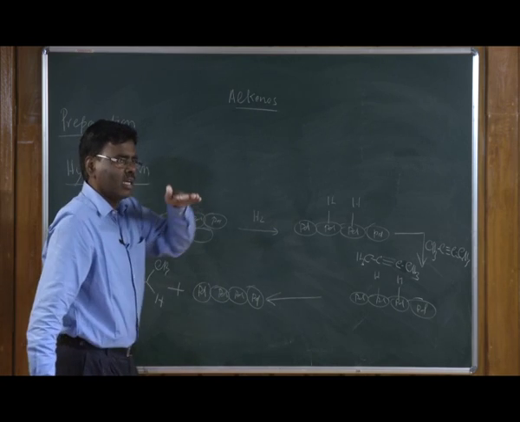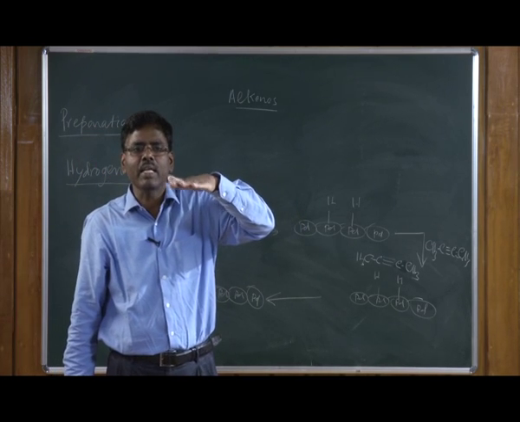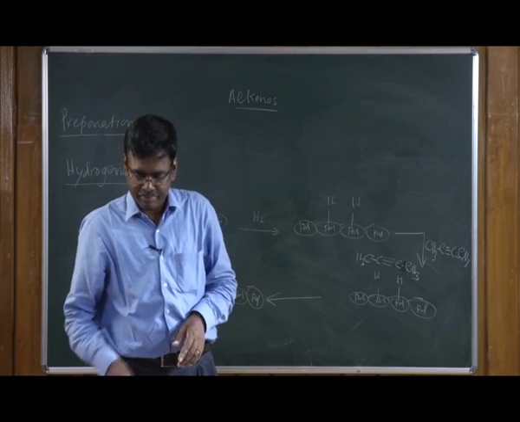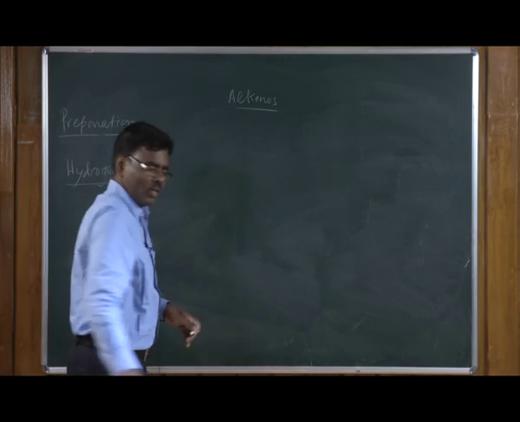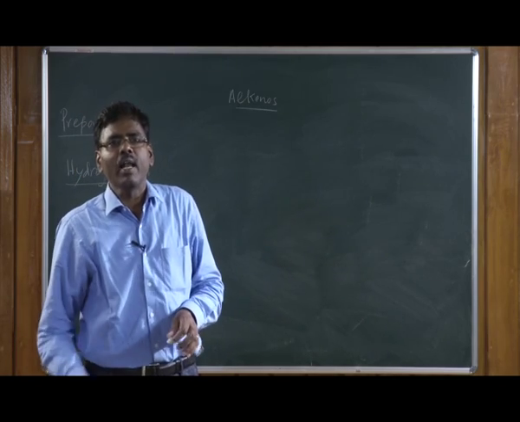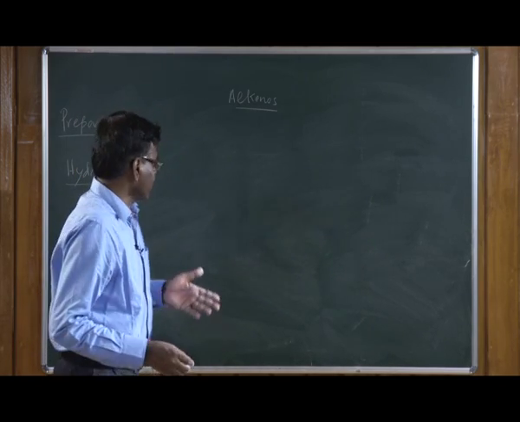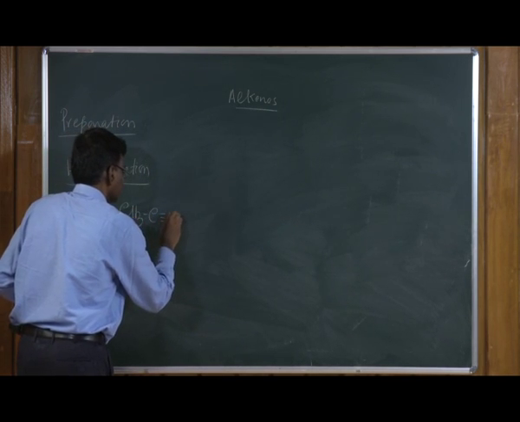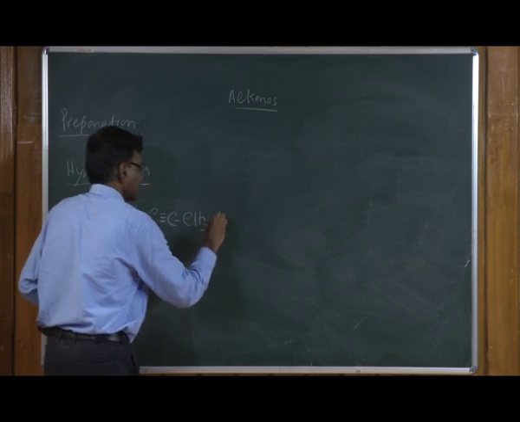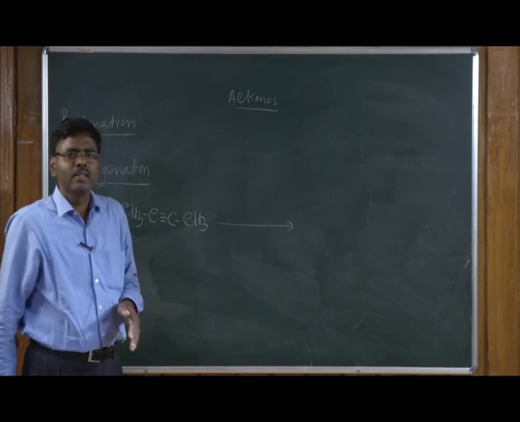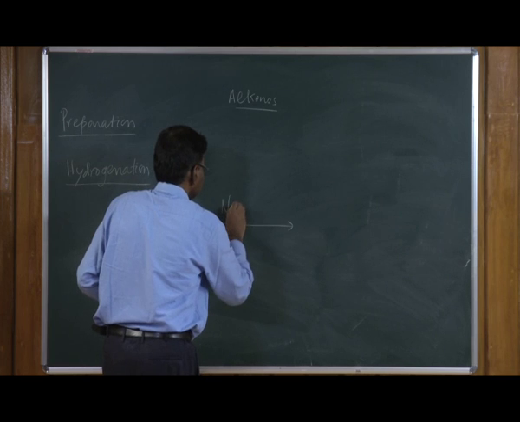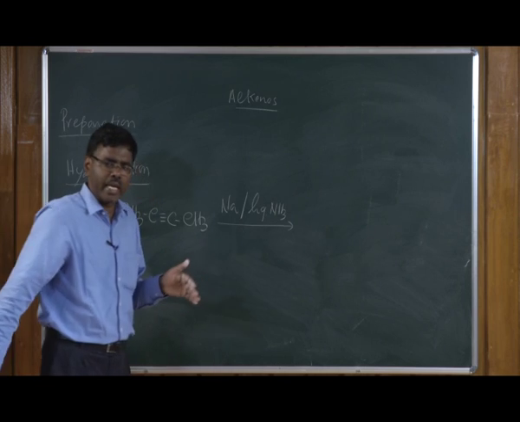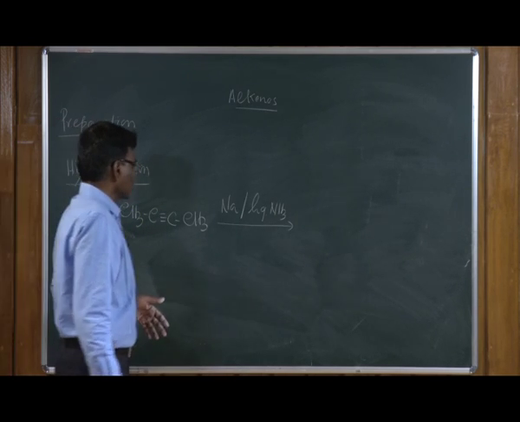The reaction takes place on the same phase of the alkyne, and you end up with cis-2-butene. You can also transform an alkyne to trans-2-butene. For example, if you take this alkyne and react it with sodium in liquid ammonia, in this case you end up with trans-2-butene.